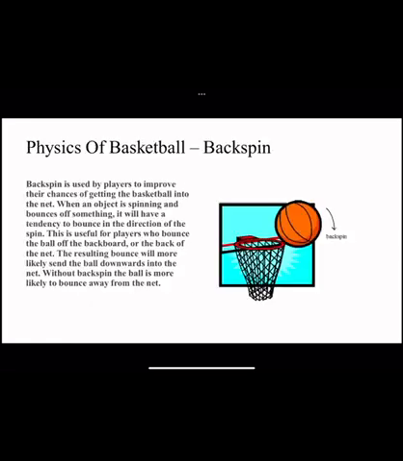And the next part I will introduce is the backspin. The backspin is used by players to improve their chance of getting the basketball into the net. When an object is spinning and bounces off something, it will have a tendency to bounce in the direction of the spin. This is useful for players who bounce the basketball off the backboard or the back of the net. The resulting bounce will more likely send the ball downwards into the net.